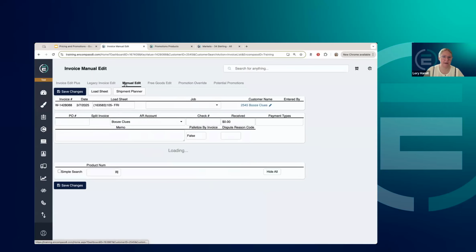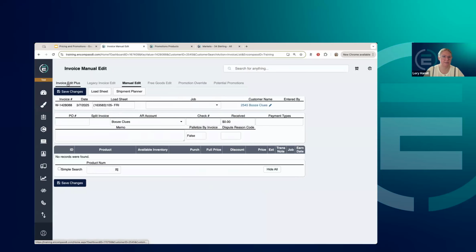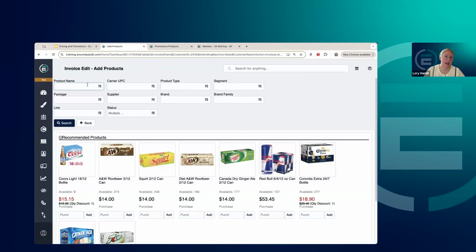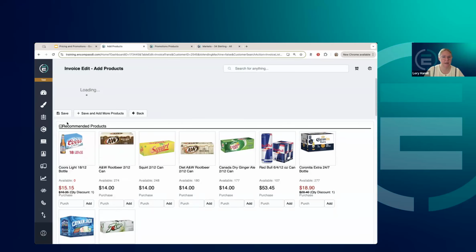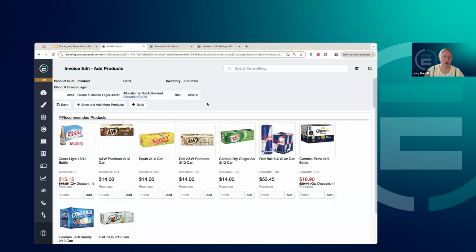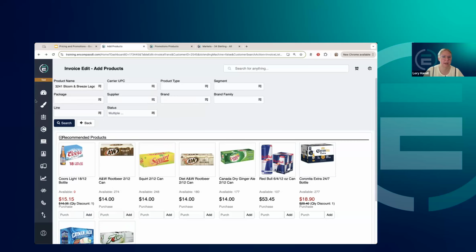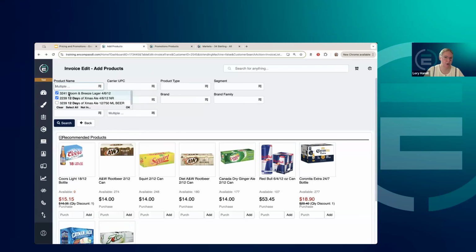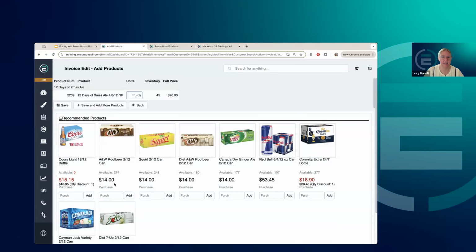And it brought me into manual edit by default because that's the last place I was. I'm going to pop into invoice edit plus because I think that's maybe more common for folks, but I'm going to go to add products and I'm going to search for my Bloom and Breeze lager. Oh, and I have a not authorized allocation on this. Let's do a different one. We had the 12 days of Xmas.